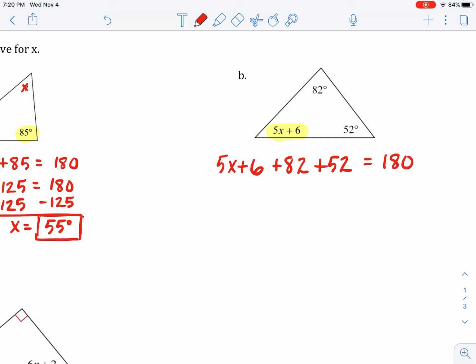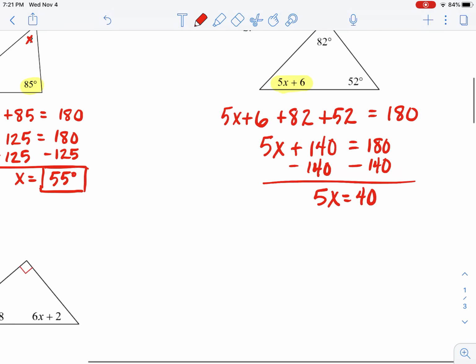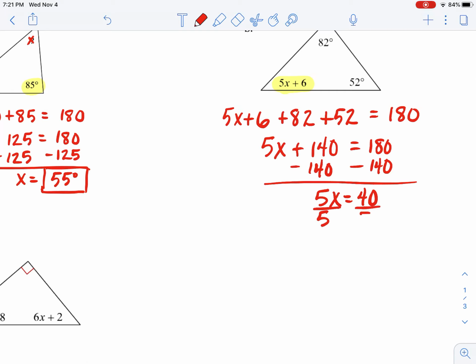So let's combine our like terms first. If we have 5x plus all those numbers, that would make 5x plus 140 equals 180. Subtract 140 from both sides. We'll get 5x equals 40, and then divide by 5, and you'll finally solve for x. If we divide by 5, our x will be 8. So again, we're just using that rule that on the inside of a triangle, the three angles will add up to 180 degrees.